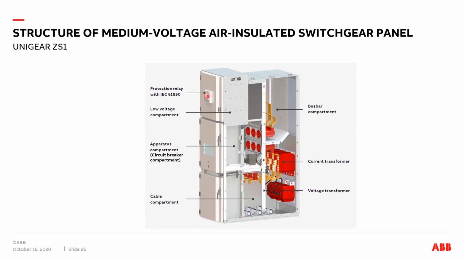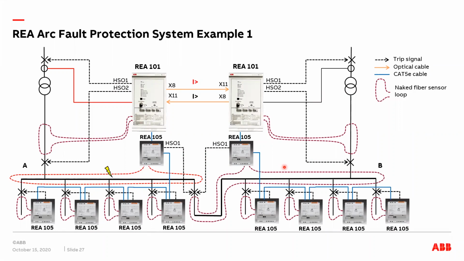The protection relay is here in the low voltage compartment. Then we have different compartments: busbar compartment, apparatus compartment for circuit breaker, and cable compartment, which includes current transformers and voltage transformers. The switchgear is built up from several such panels.